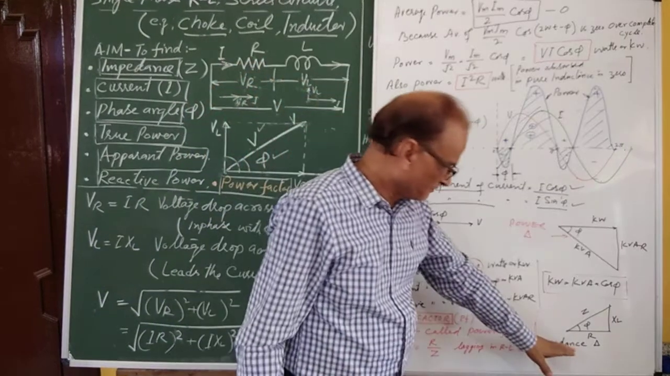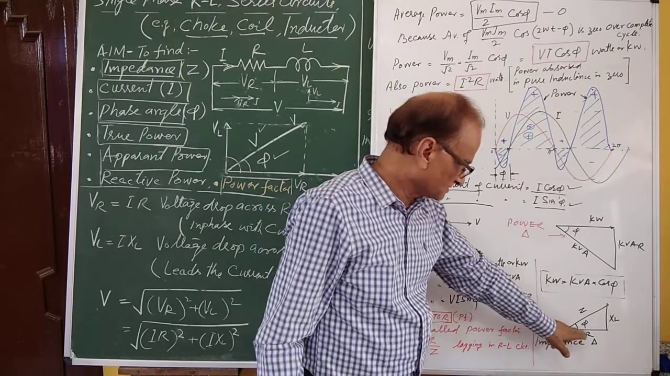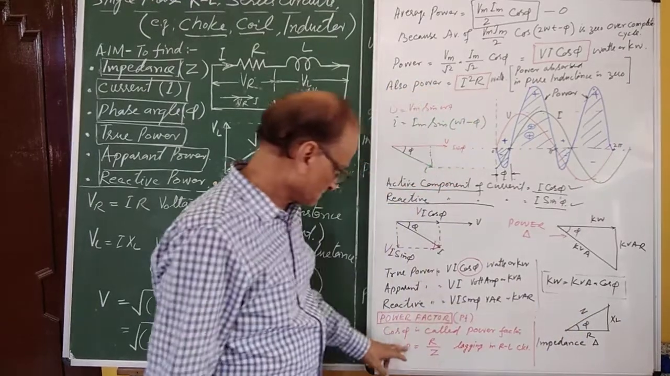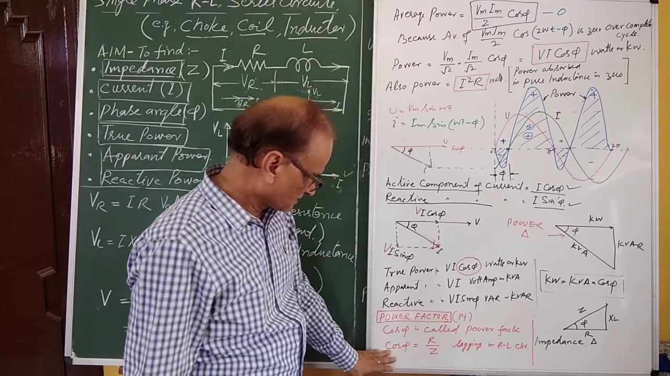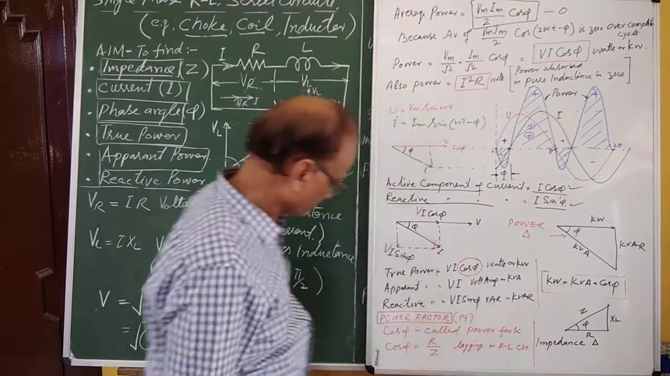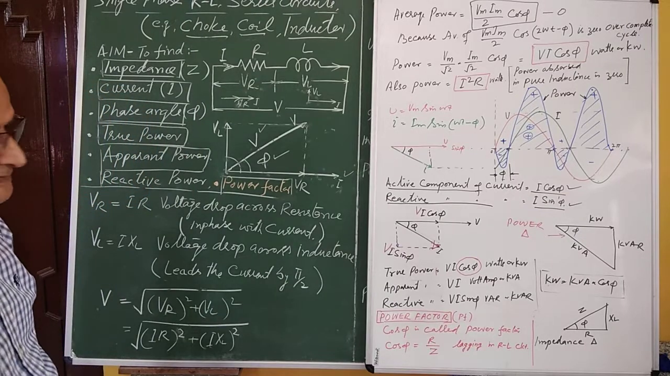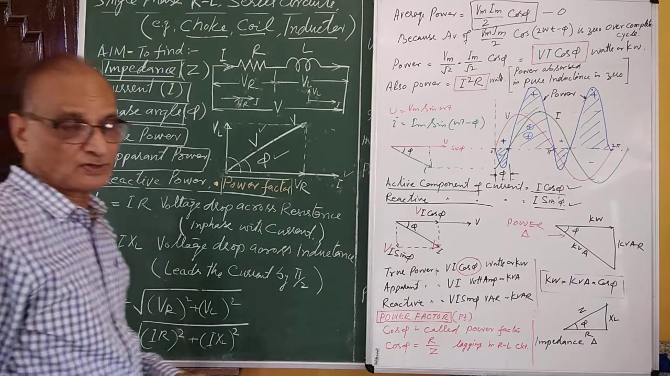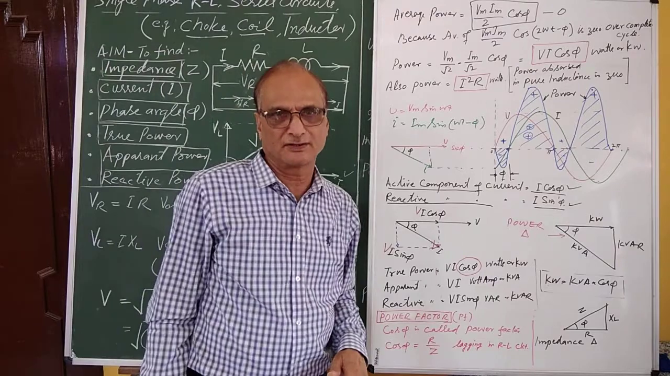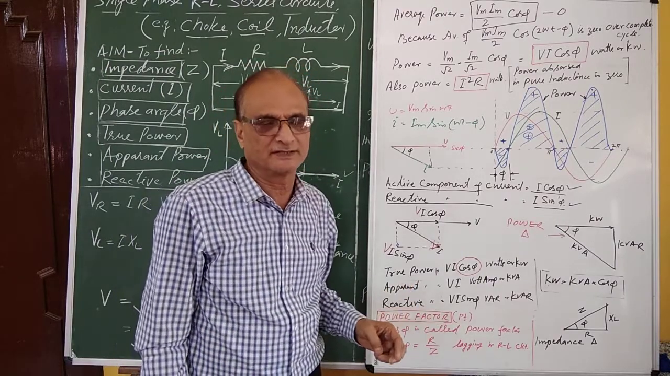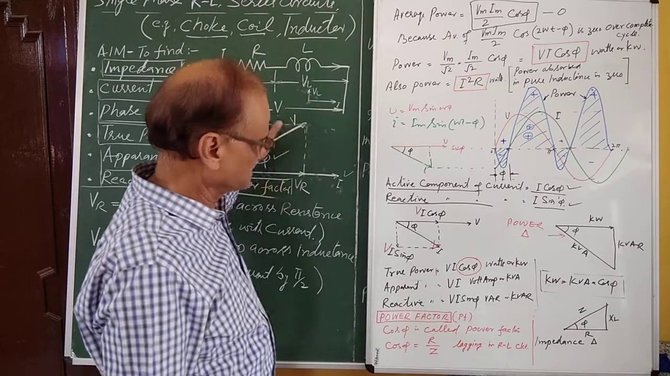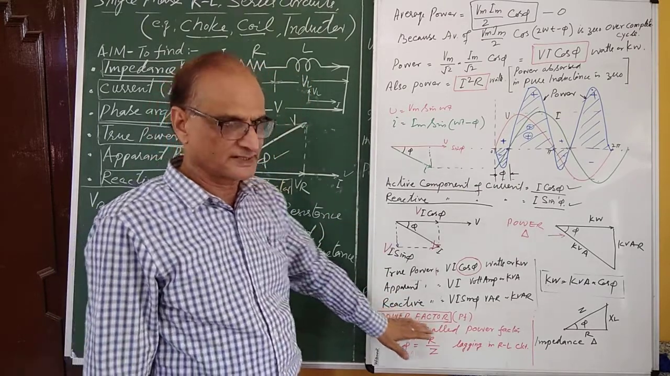And this is your impedance triangle. From this, cos phi is base over hypotenuse, cos phi is R by Z. So this R by Z, cos phi, is called the power factor of this circuit. So power factor is always leading, lagging or unity. A simple power factor has no meaning. So in an RLC circuit, power factor is lagging.